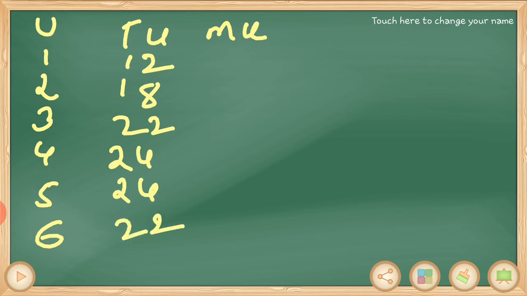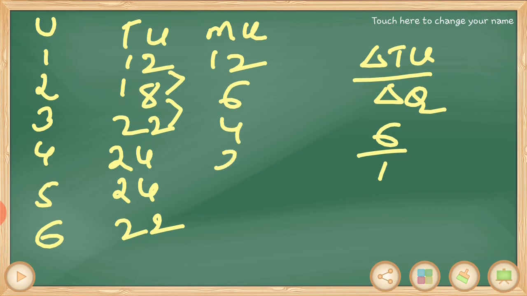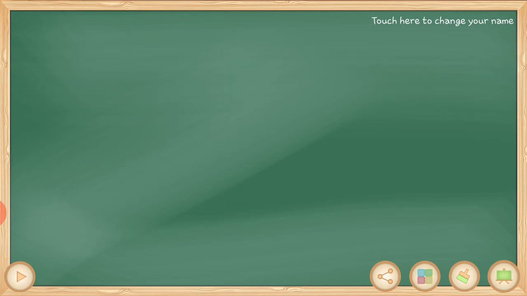So how to calculate marginal utility? Change in TU divided by change in Q. The first remains the same. So what is the change here? 6 divided by 1, 6. So what is the change here? 4 by 1 is equal to 4. Then here 2, 0, then minus 2. So what is this? MU.